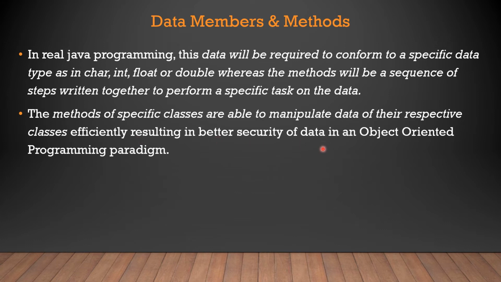As we talked in the beginning of object-oriented programming, the main purpose or the main aim is to make the data more secure. So basically by methods, we are making the data more secure. Why? Because the methods of a specific class will be able to manipulate data of their own respective class and not of any other class. So in this way, the methods of different classes will not manipulate each other's data. They can only manipulate the data of their own specific class.